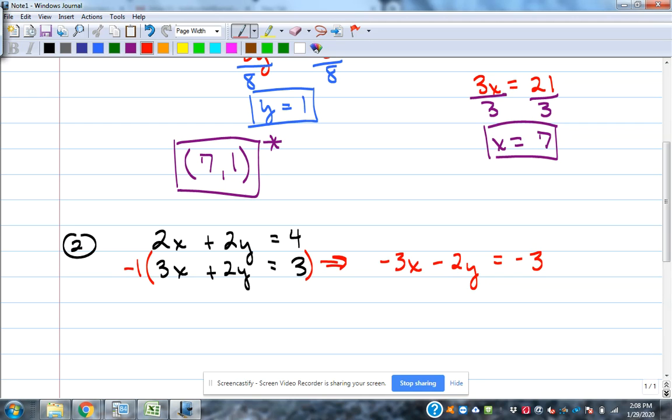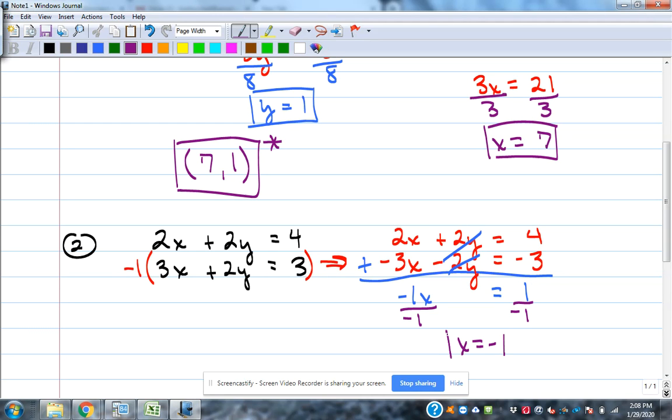Did I do anything to the first equation? No, so I'm just going to copy it over. 2x plus 2y is equal to 4. Now I have opposites, so when I add the two equations together, what happens to the y's? They cancel out, and I get -1x is equal to +1, and then I can solve for x. X is equal to -1.